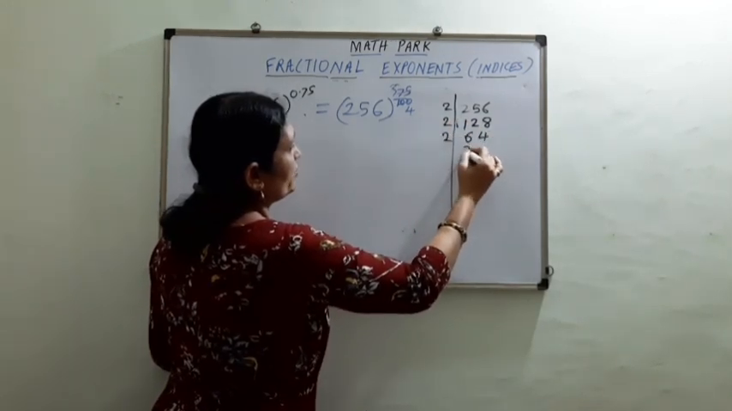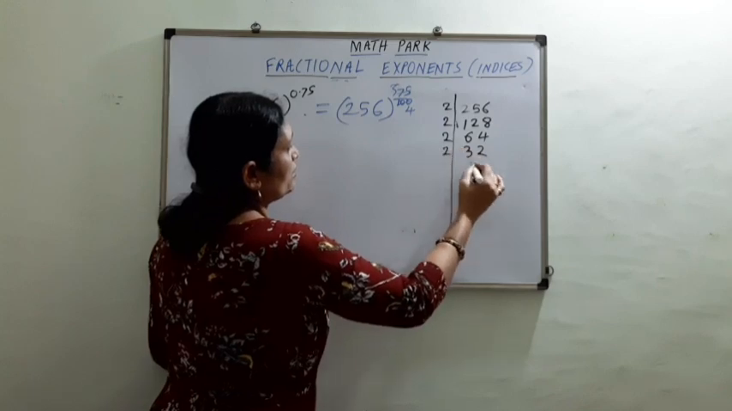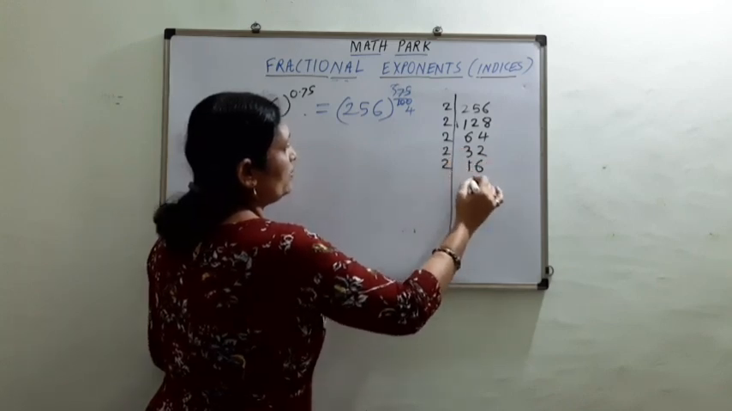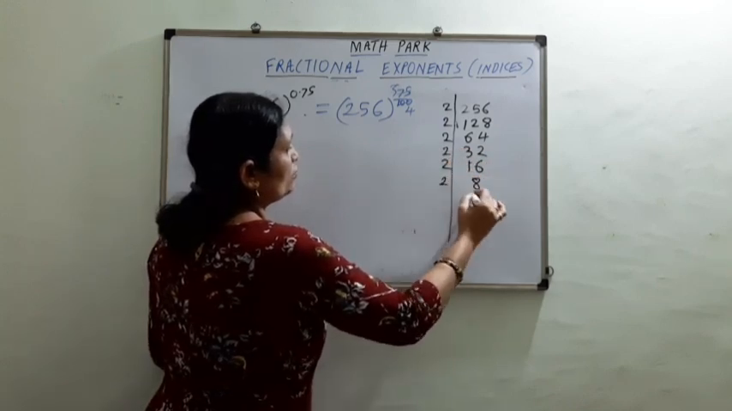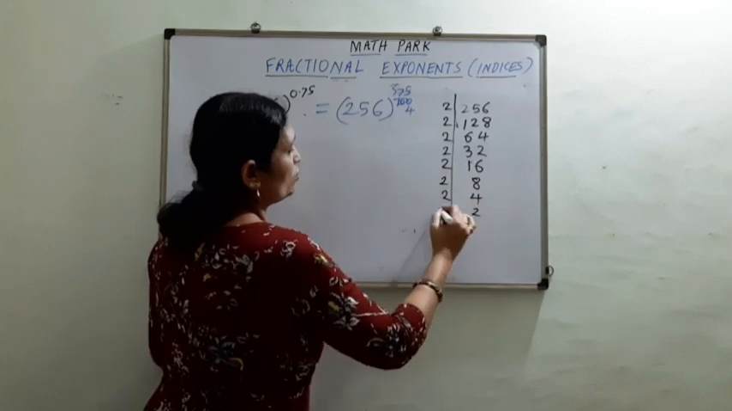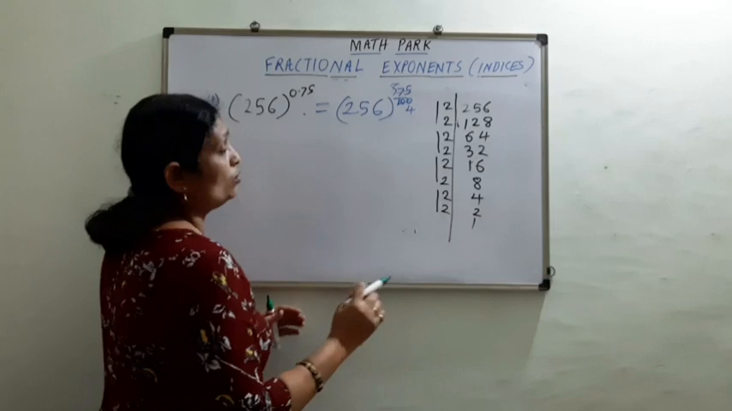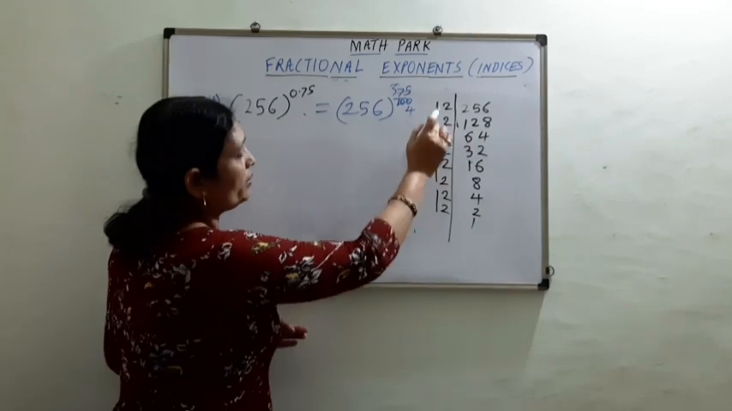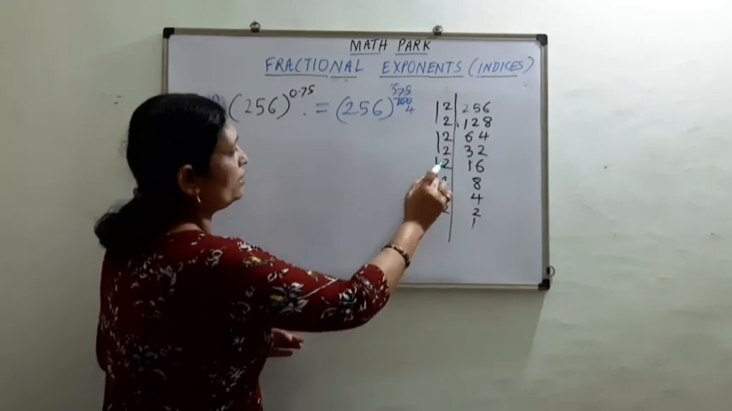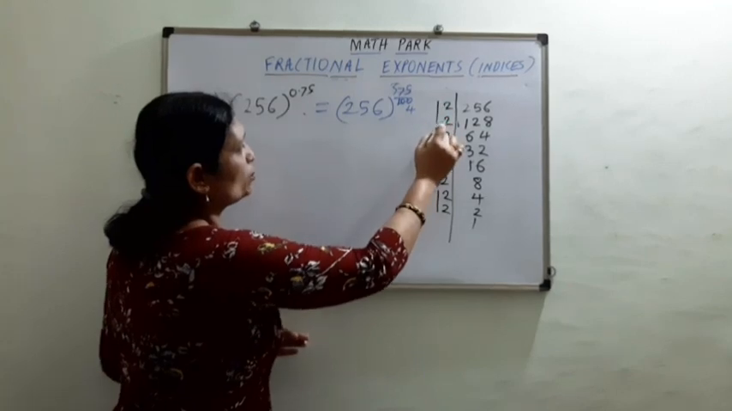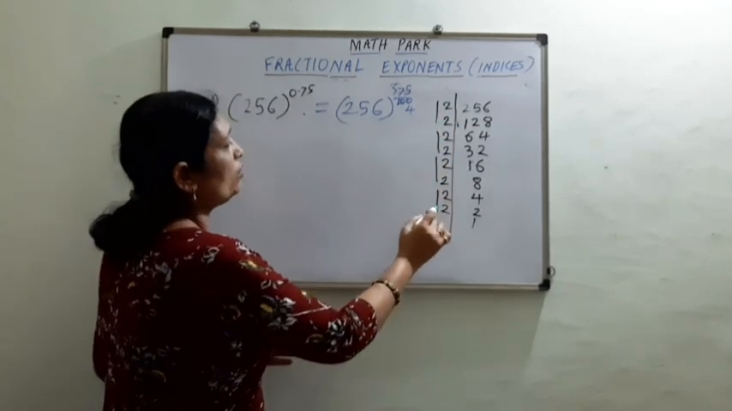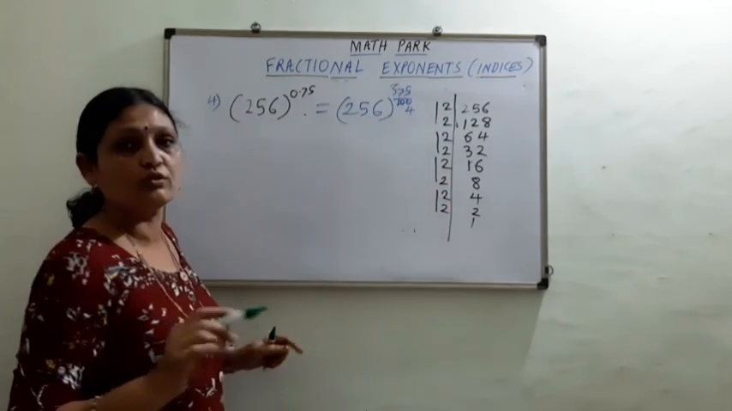Again 64 divided by 2 is 32. 32 divided by 2 is 16. You get 8. 2 4s are 8, 2 2s are 4, 2 1s are 2. 1, 2, 3, 4. So you can see that 2 is coming 8 times. 1, 2, 3, 4, 5, 6, 7, 8. So 2 into 2, 4. So you can say that 4 to the power 4 is nothing but 256.